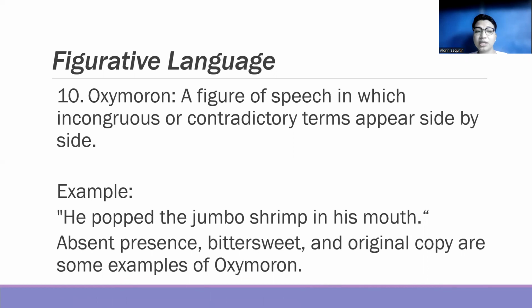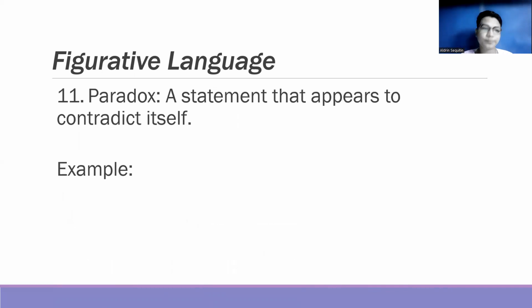Another example is absent presence. If you are using this term in a certain sentence, your subject is present, but his presence is absent. Or he's there, but you could not feel him or her. So that's absent presence. We also have bittersweet, original copy. Those are some examples of oxymoron. So in oxymoron, we are putting two contradictory words side by side. That's the characteristic of oxymoron.